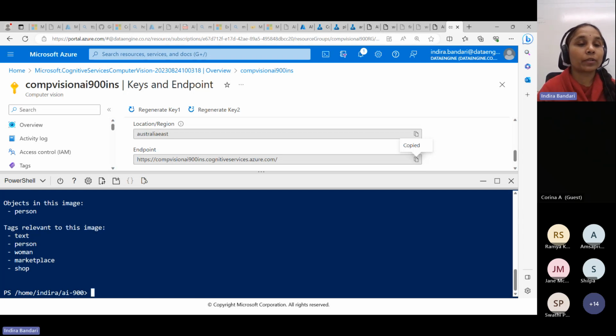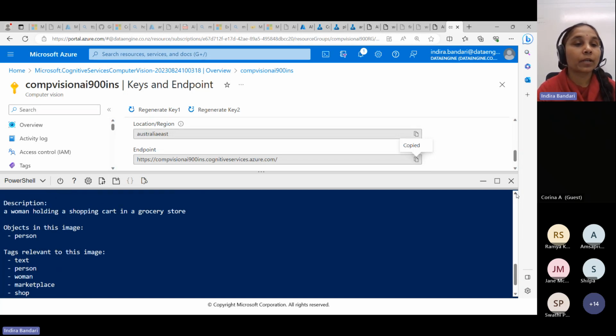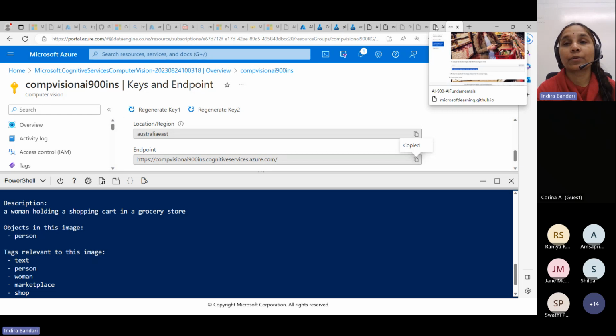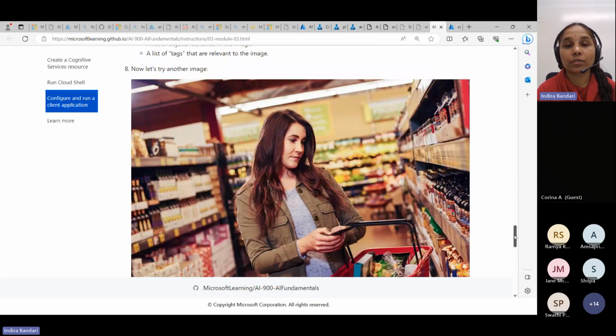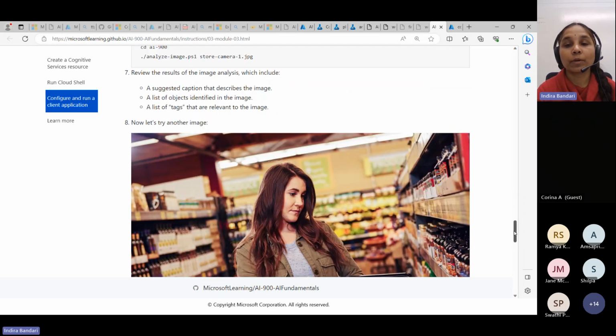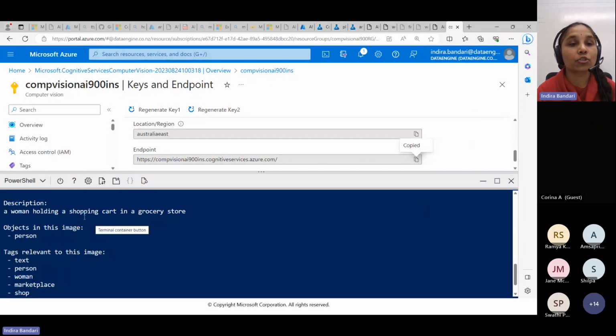Okay, so what is this doing? Objects detected is only one person. Tags are text, person, woman, marketplace, shop. And the description is a woman holding a shopping cart in a grocery store. So is that true? Let's go and check. Yeah, see, in a grocery store, a woman holding a shopping cart. That's called a shopping cart in a grocery store, which is pretty good analysis.